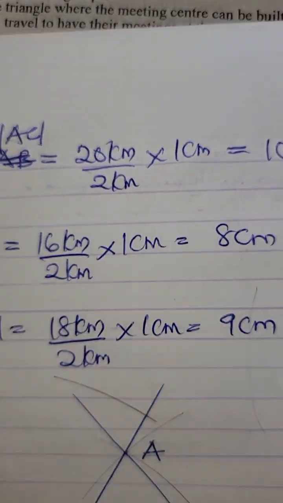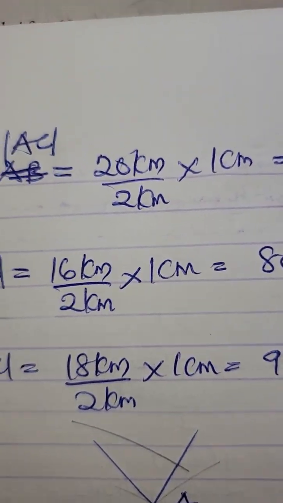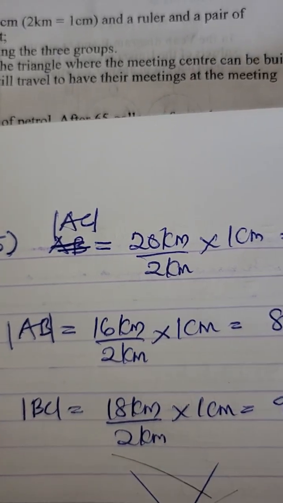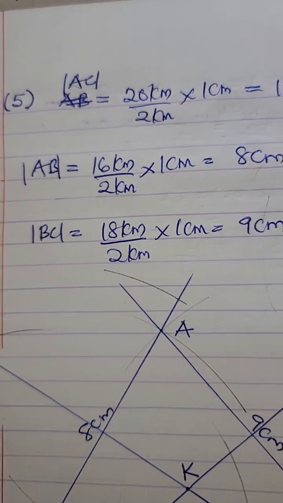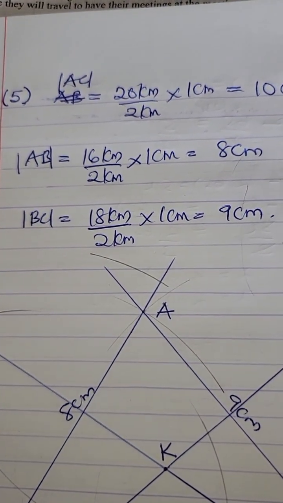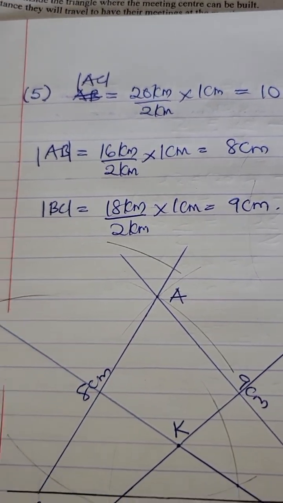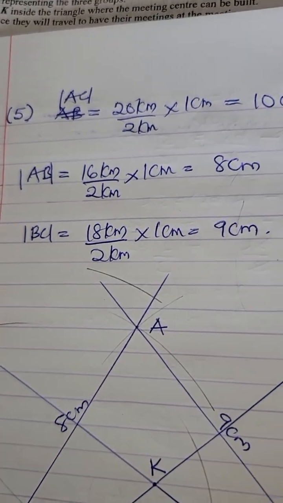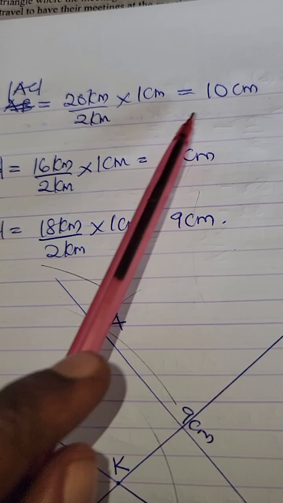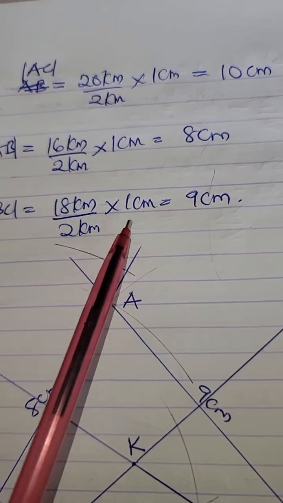So A to C is 20 kilometers. We solve: 2 km is 1 cm, so we divide by 2 km times 1 cm, that's 10 cm. AB is the same: 16 km divided by 2 times 1 is 8 cm. Then 18 km divided by 2 times 1 is 9 cm.